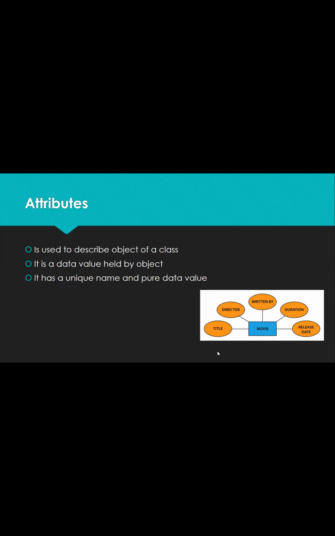Likewise you will have values. Data values for each of these names. Under the title you will have a data value, under the director you will have a data value. Am I clear? An attribute is mainly a description about an object of a class. Everything here is described about the movie object. These descriptions are unique names. Every title is a unique name, director is a unique name, and under that we have pure data. Am I clear? Did you understand this?